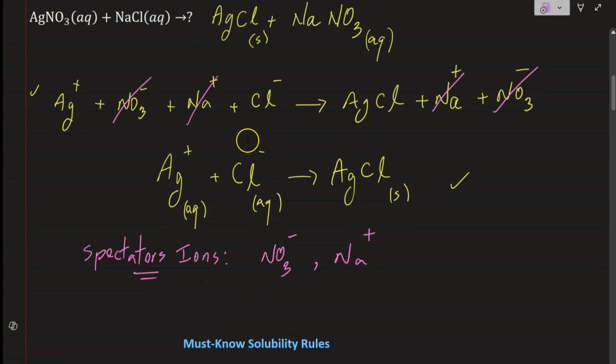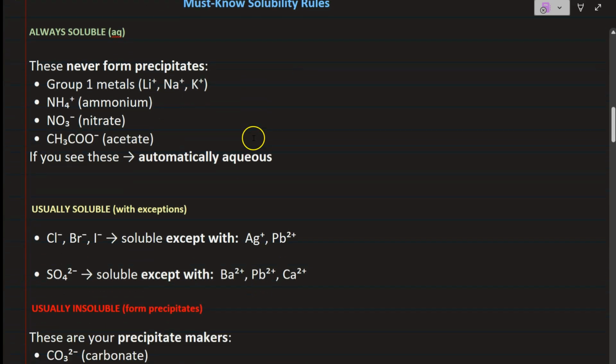Well, here are the solubility rules that you must know. Usually in some schools, they give you a list as a cheat sheet that you can refer to, but they're not hard to memorize, and you do have to know them. Okay, so here are the solubility rules. Always soluble means they become aqueous compounds, and these are the 4 particular cases. They never precipitate, never solid. It's automatically aqueous when you see these.